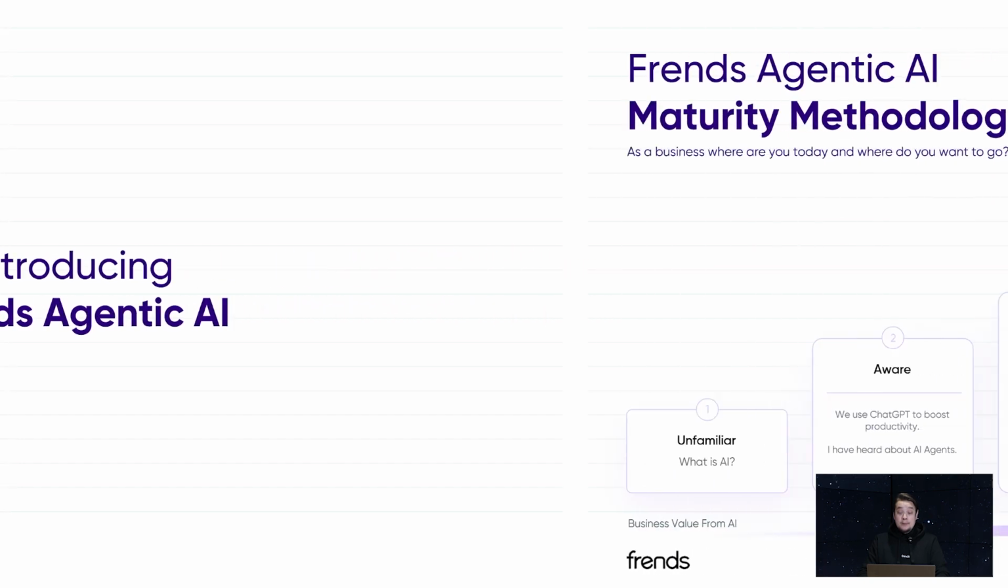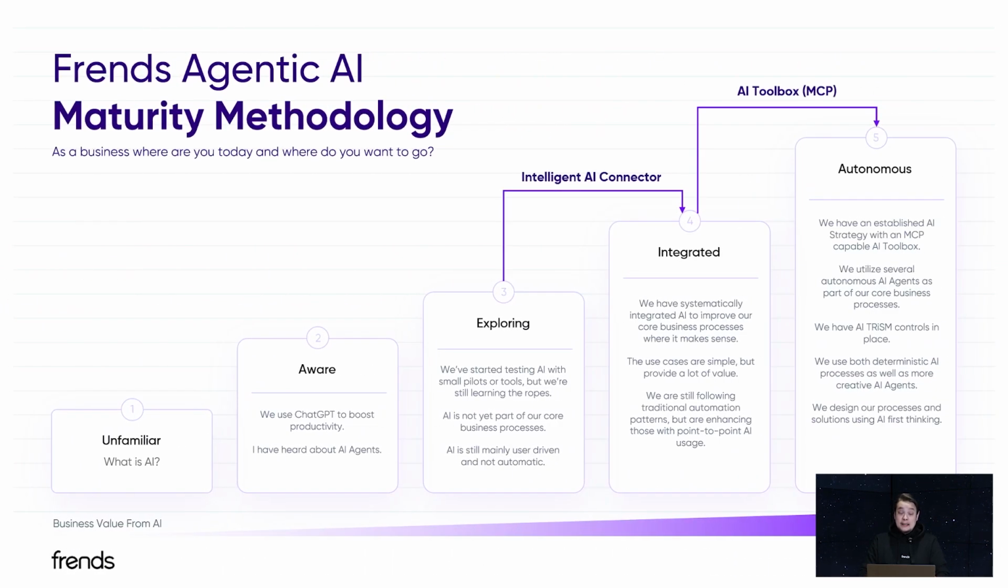First up, what we want to cover is to set the stage a bit, using this Frends Agentic AI maturity methodology index we've developed, where the idea is that we want to focus on clarifying the practical steps that all of our customers, organizations and users of the platform should take in order to advance from an unfamiliar stage, stage number 1, all the way to stage number 5, which is fully autonomous AI.